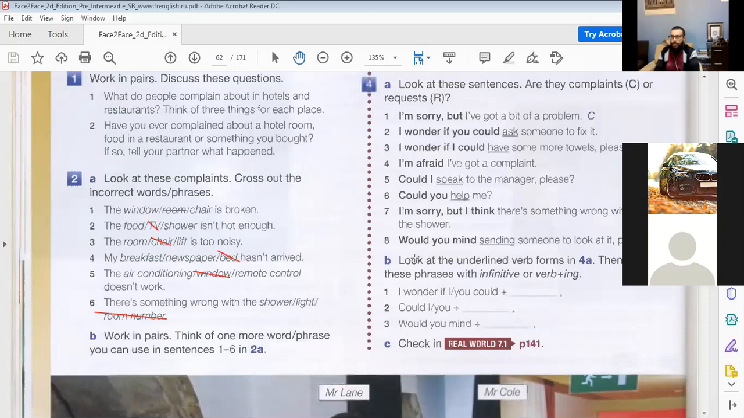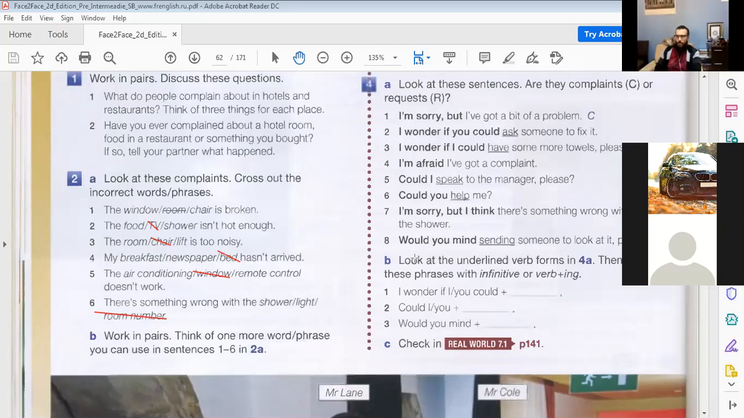All right, something which is too noisy. The room is too noisy. The lift is too noisy. Anything else that we can say is too noisy? The phone is too noisy? I don't know if we can say phone, because here we're trying to imagine a hotel or a restaurant. We can say the restaurant is too noisy, right? Or the reception is too noisy. The next room is too noisy.